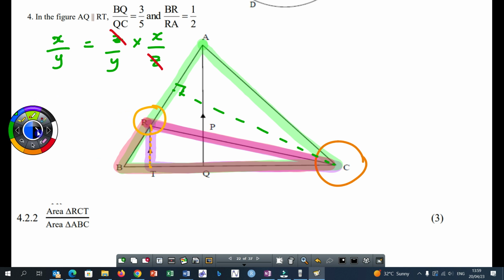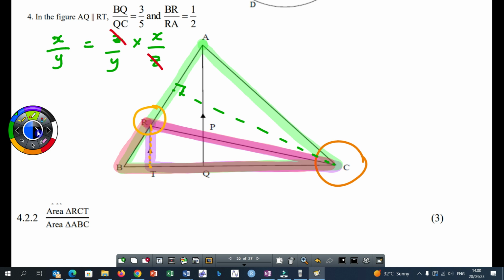So triangle ABC and CRB, I just need clarification. The common base is AB? No, they don't have a common base, but their bases are on the same straight line. Okay, yeah, that's what I'm saying. Please pay attention.